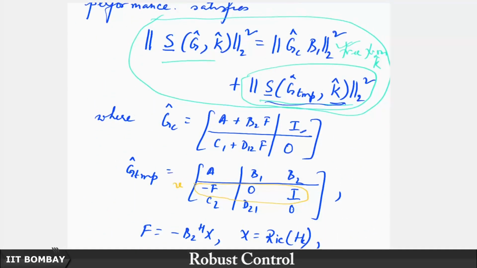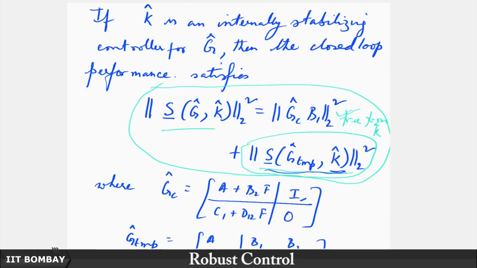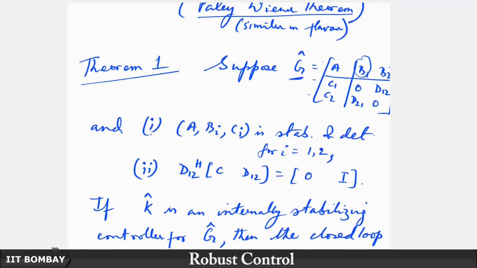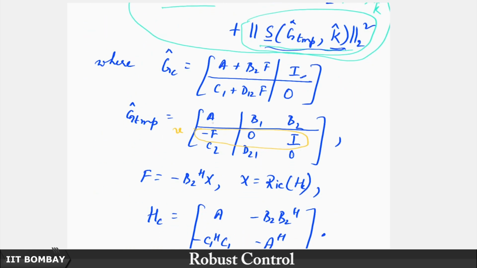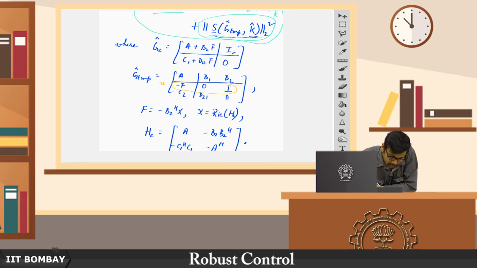In other words, when I had a plant, notice the structural changes we made to get G hat TMP from G hat. So, what are the things that differ between G hat and G hat TMP? You see, G hat had A, B1, B2, C1, C2, 0, D12, D21, 0. Okay. And if you side by side place G hat TMP, A remains the same, B1, B2 remain the same. The things that change are C1 gets replaced by minus F, which is an unknown. In our case, this minus F will be replaced by L. Okay. So, that is going to be our unknown. Notice this D21 remains the same, C2 remains the same, only D12 position gets replaced by identity.